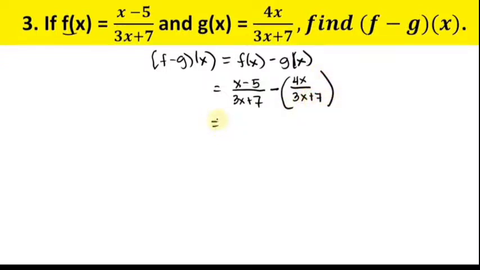Then to find the difference of these given functions, you need to find the LCD. So what is our LCD? Since our denominators are the same, we just copy the denominator and add or subtract the numerators. That is the rule in solving fractions with the same denominator: copy the denominator and add or subtract the numerators. So that is 3x plus 7. Okay, 3x plus 7 divided by 3x plus 7, the answer is 1.